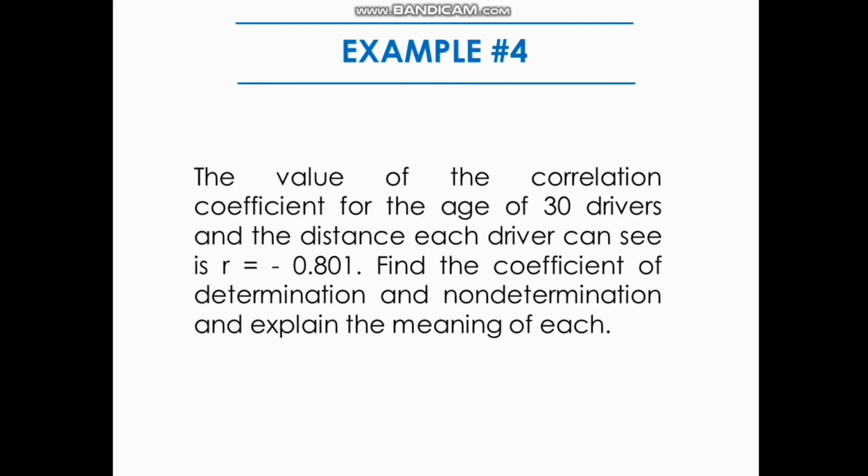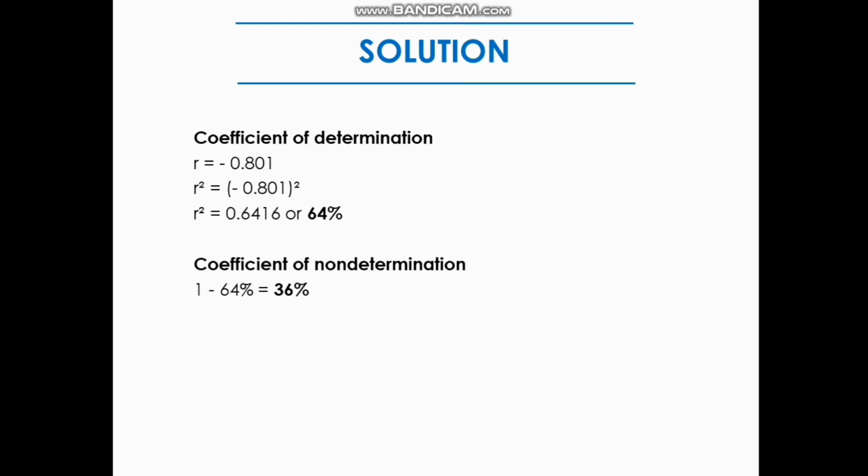Next, for our last example, example number 4, the question is, the value of the correlation coefficient for the age of 30 drivers and the distance each driver can see is r is equal to negative 0.801. Find the coefficient of determination and non-determination and explain the meaning of each. So for our coefficient of determination, r squared is equal to negative 0.801 squared, which is equal to 0.6416 or 64%. And for our coefficient of non-determination, 1 minus 64% is equal to 36%.